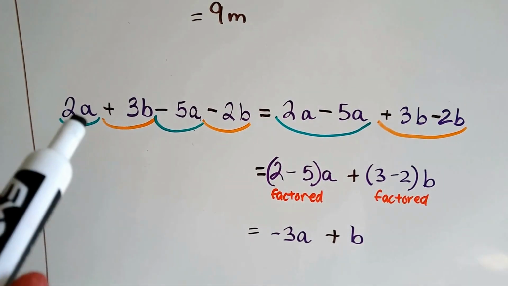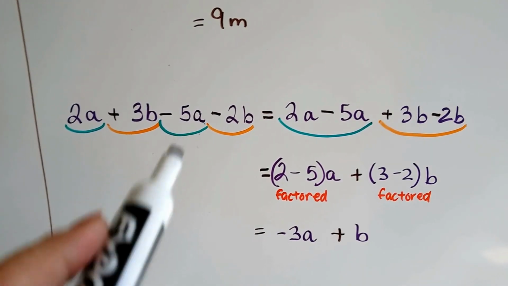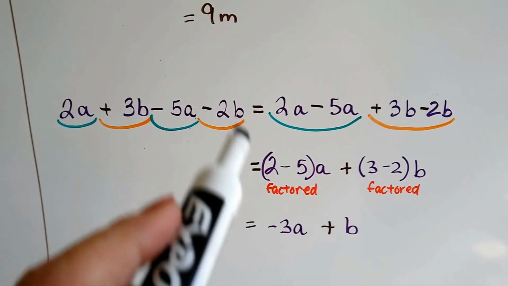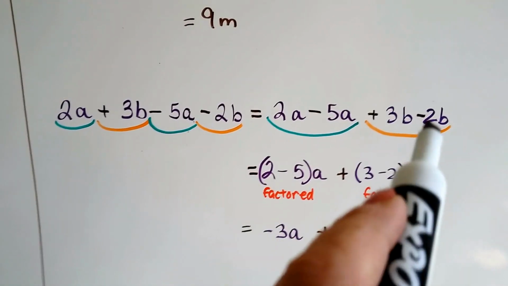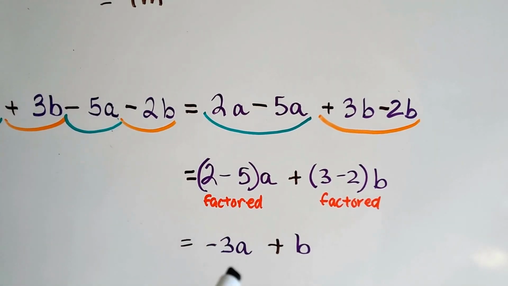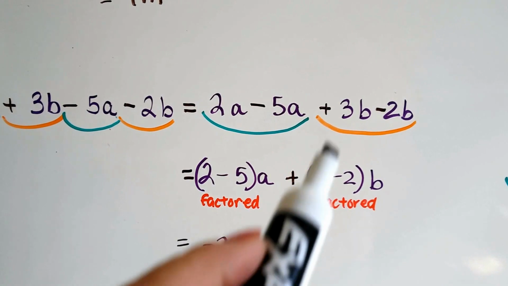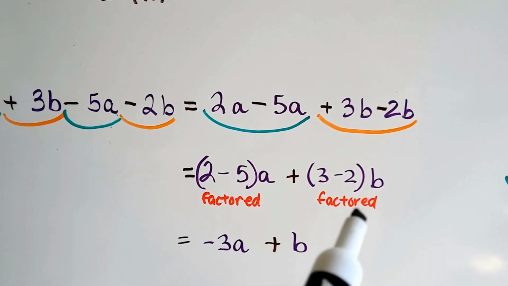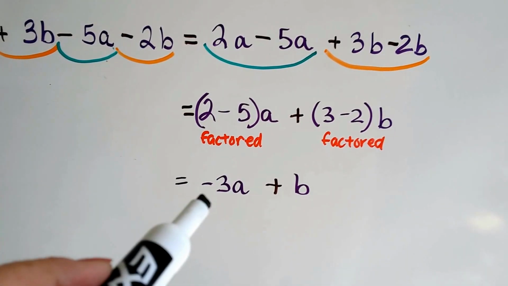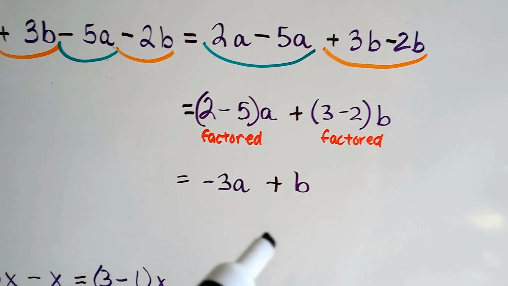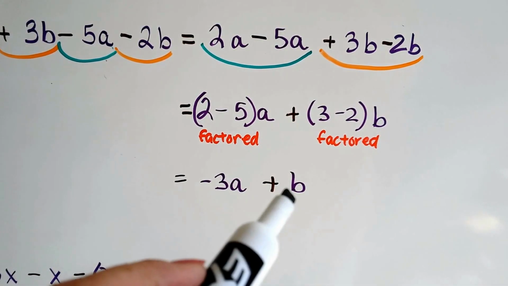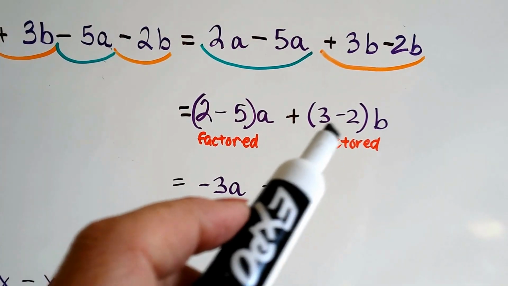And if we have 2a plus 3b minus 5a minus 2b, we collect or combine the like terms. We can see the green ones are the same, 2a and minus 5a. So we put those together, and we've got plus 3b and minus 2b. Those are the same, the orange ones. We put those together, and that gets us 2 minus 5a, and it's factored. And we get 3 minus 2b, and that's factored. And now we can just do the math. 2 minus 5 is a negative 3a. 3 minus 2 is 1 times b. That would just give us b, see?